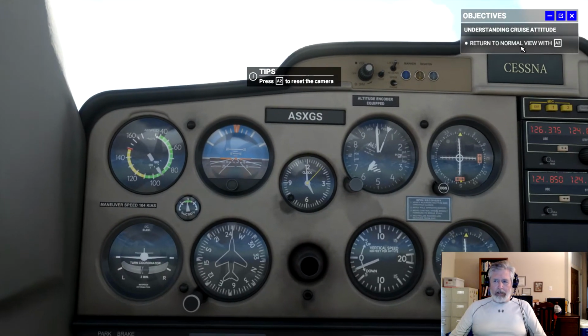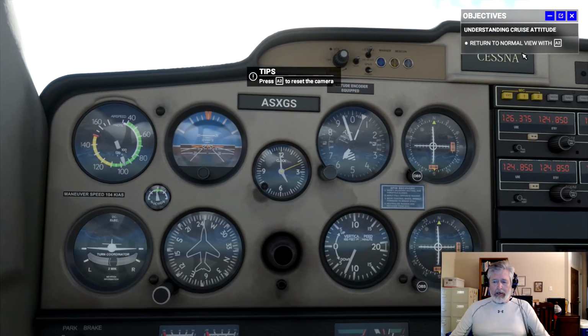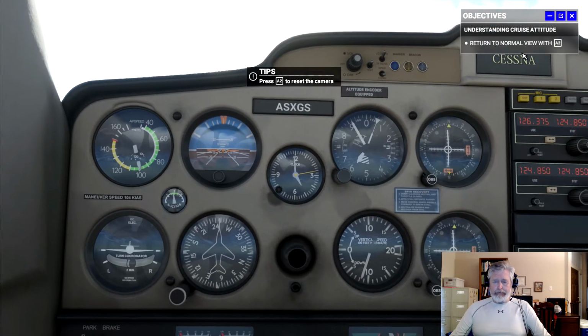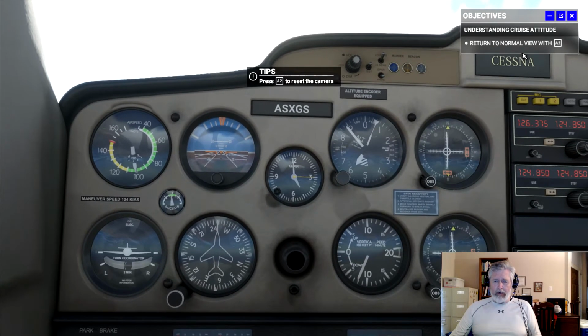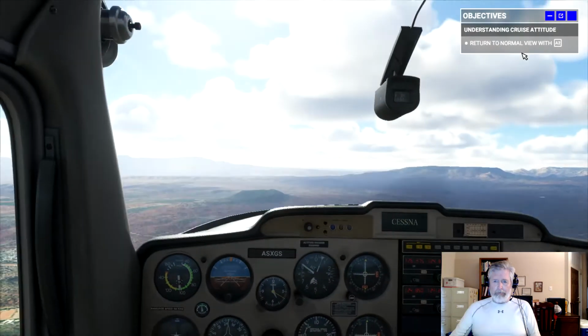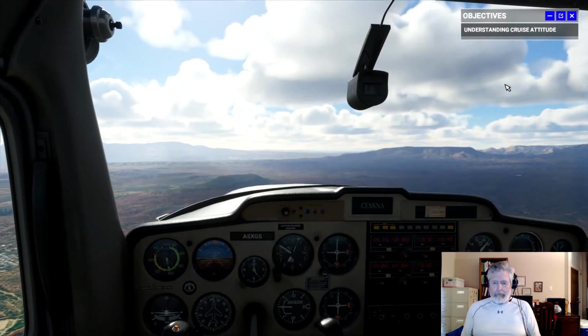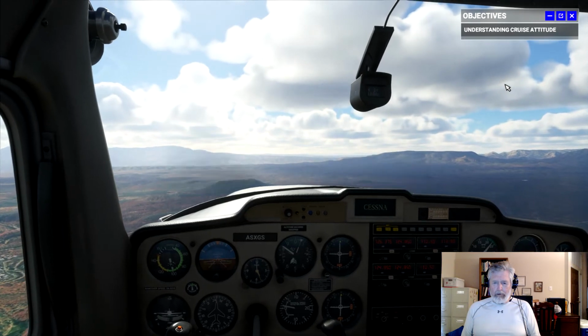All right, and our objectives tells us to press A2. That is on the yoke, and so we reset the camera with pressing the A2 on the yoke. Pull back slightly on the yoke, raising the nose approximately 2 inches above the horizon line.